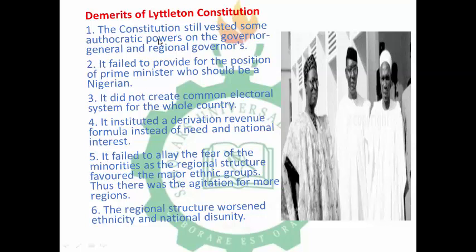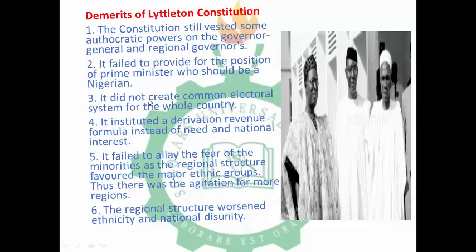Then the second one is that it failed to provide for the position of prime minister, which should be a Nigerian. Because we had Lyttleton as the governor exercising the real executive powers and functions, the constitution did not provide for a prime minister as a replica of the parliamentary system of government in British political practice. So it did not provide for such an office to possess the real executive power. So it is a disadvantage, and this gave him the opportunity to be there as a foreigner and a colonial master.